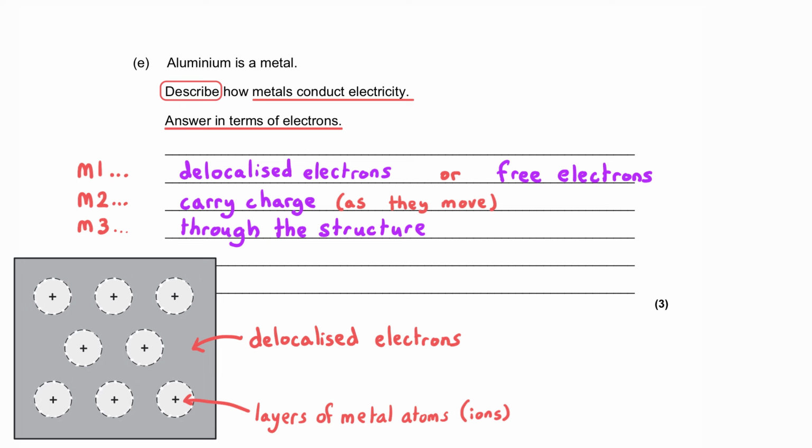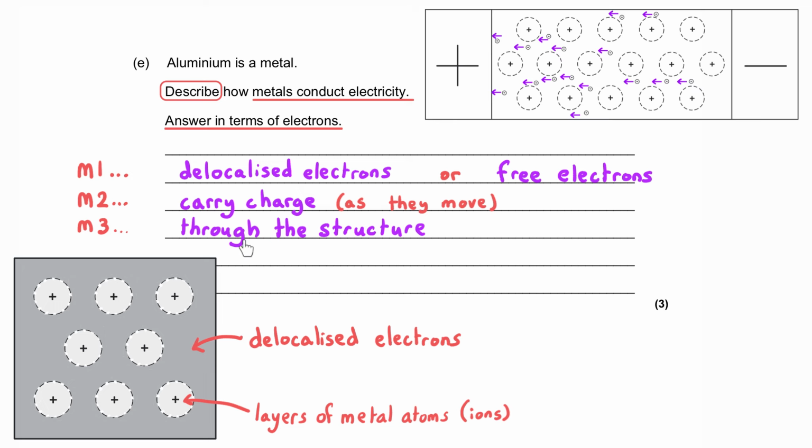And so for 3 marks, we need to refer to the electrons being delocalized. That's a key word. And the fact that they are carrying charge is very important, and they are free to move through the structure. It's really important to say through the structure rather than throughout, because through gives us this idea of the one direction of electric current, whereas throughout maybe implies some randomness to the movement of the electrons, and they're flowing towards the positive terminal of a power supply.